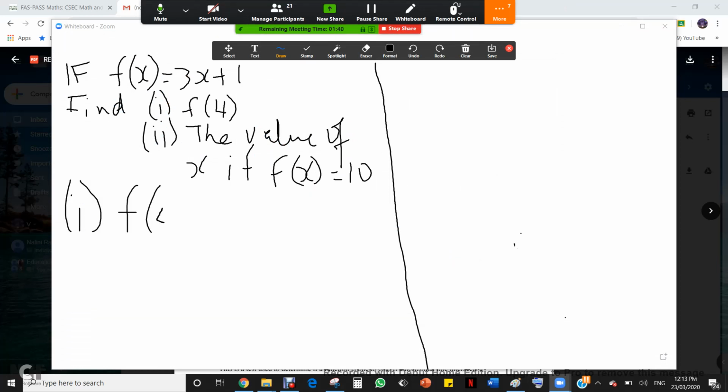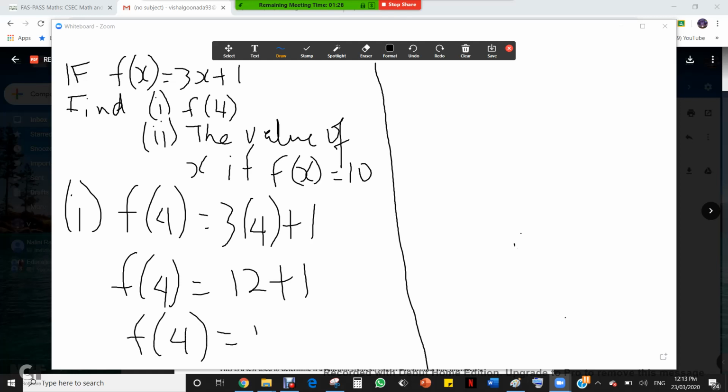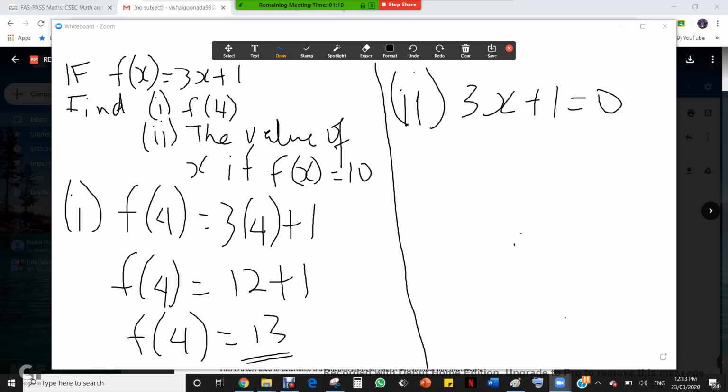f of 4 is equal to 3 into 4 plus 1. f of 4 is equal to 12 plus 1. f of 4 is equal to 13. So if you got 13, correct. And of course we have to find the value of x if f of x is equal to 10. Anybody figure this one out? So 10 is equal to 3x plus 1, and you find x like that.